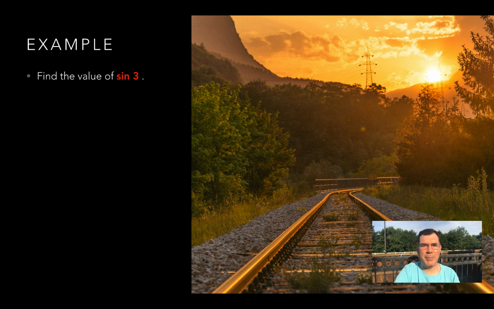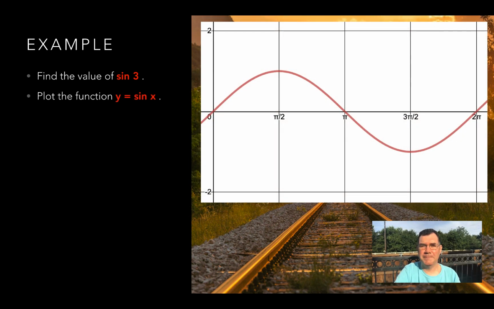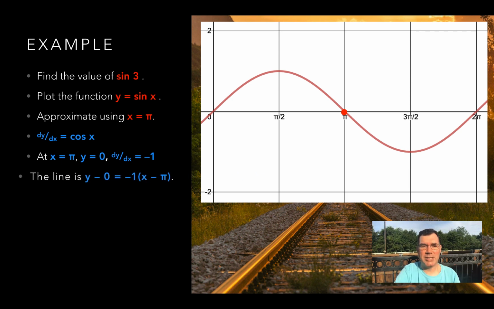As another example, let's say I wanted to find the sine of 3, which is not something that I really know offhand. So let's plot the function. That's sine x, and let's see if I can find an x value that is close to 3 that I can plug in. Well, I know that pi is close to 3, so let's draw a tangent line at x equals pi. The derivative of sine x is cosine of x, and if I plug pi into that, I get negative 1.